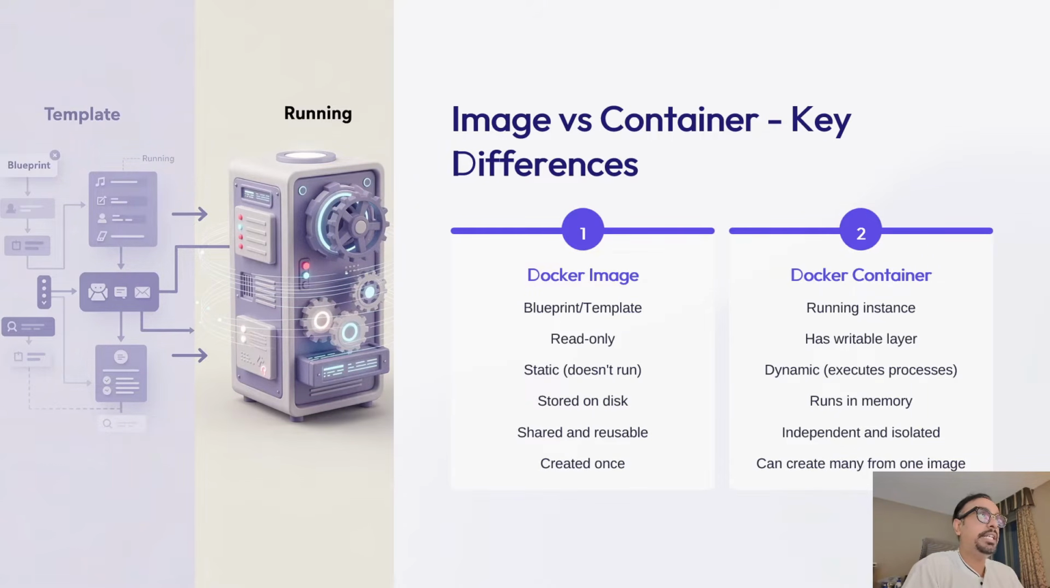So now let's understand the key difference between images and containers. A Docker image is a blueprint or template. It's static and read only, just sitting on your disk, as we discussed. A container is a running instance of that image, which is dynamic, dynamically executing processes, consuming memory on your machine. Images are like recipes that can be shared and reused. Containers are like actual meals you cook from those recipes. Each one is independent and isolated. So you can create an image once, but you can spin up many containers from it.